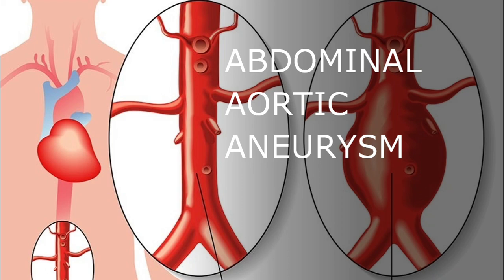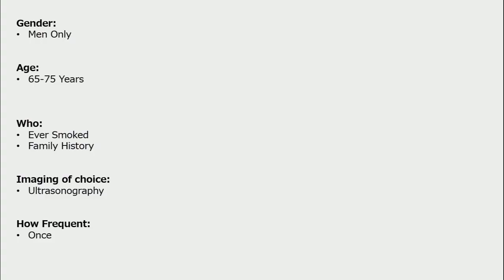Next is abdominal aortic aneurysm. We usually screen men only, between the ages of 65 to 75, with a history of smoking or a family history. If they do not have any family history or they never smoked, we usually do not screen them. The imaging of choice is ultrasonography, and we usually screen once.